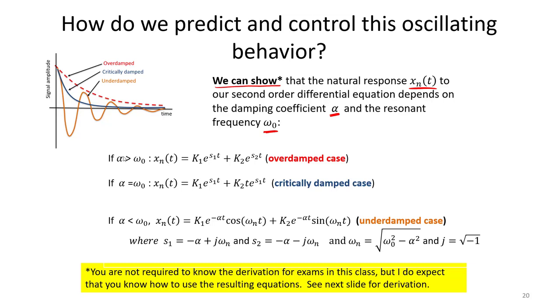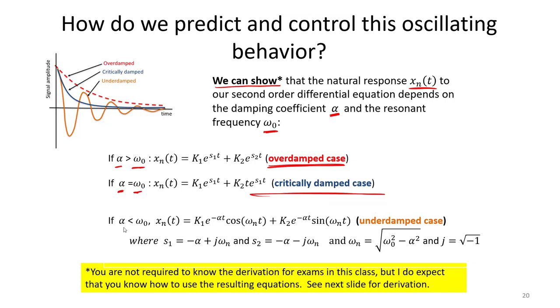If our damping coefficient alpha is greater than the resonant frequency omega naught, that means the desire to suppress the oscillations is stronger than the oscillating force. So we end up with overdamped behavior, because the damping coefficient overpowers the resonant frequency. If alpha is exactly equal to omega naught, then we have the critically damped case. Often this is our design target, because when we're critically damped, we return to equilibrium as quickly as possible.